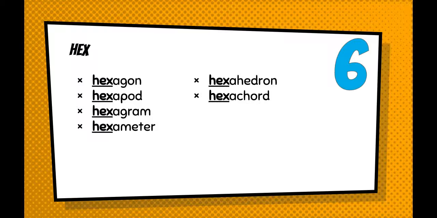And then hexahedron and hexachord follow the same pattern. They have hex and then A, and then another part. You're just going to have to work with hedron and chord.